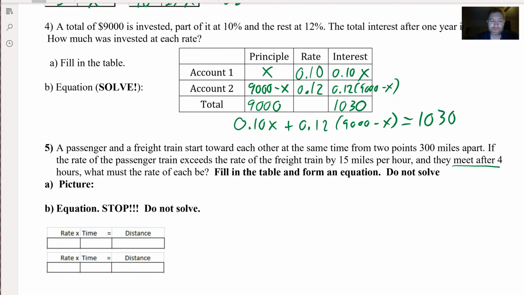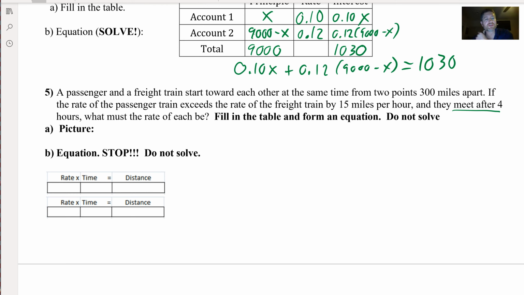All right, last type we have, these are our uniform motion problems. And they work the same way. The only difference here is it's either the rate that's going to get the variables or the time. So when we do any of these, you want to start with a picture.